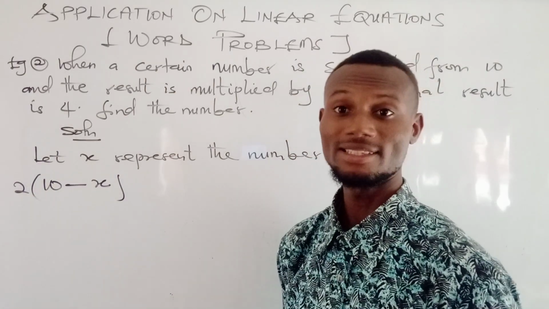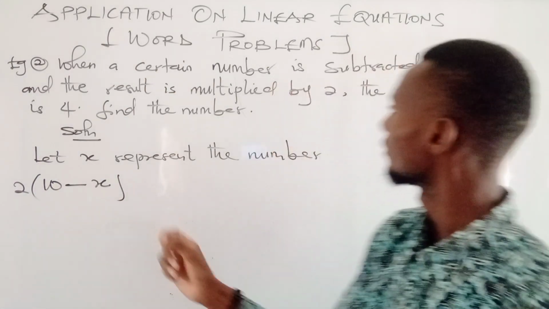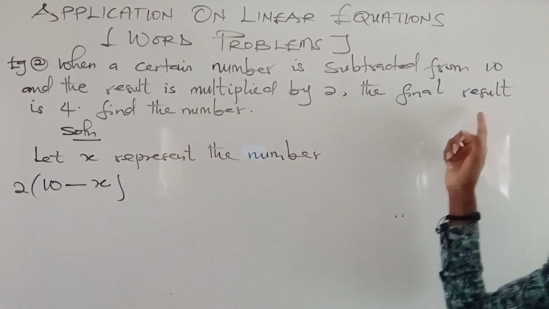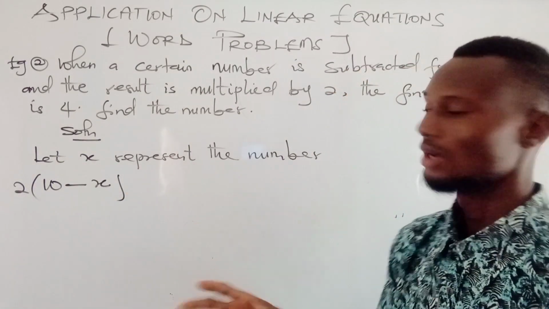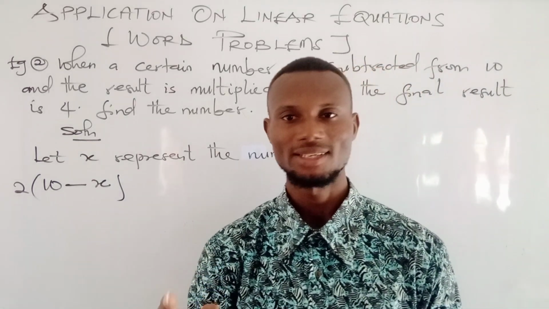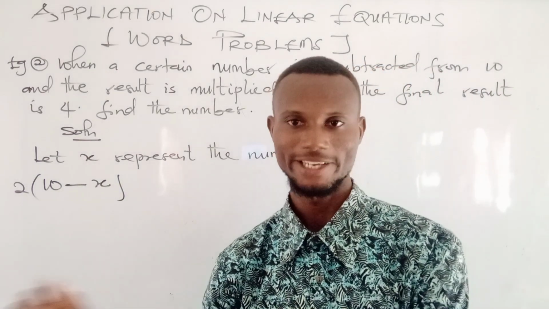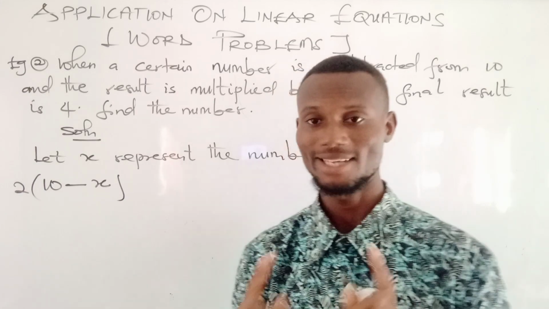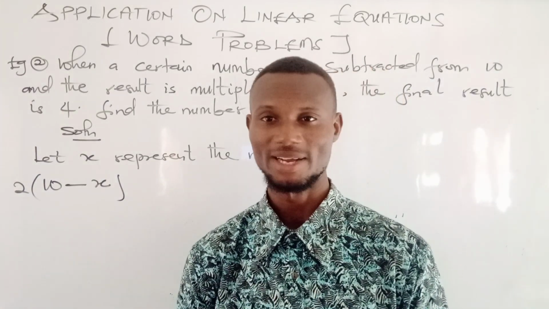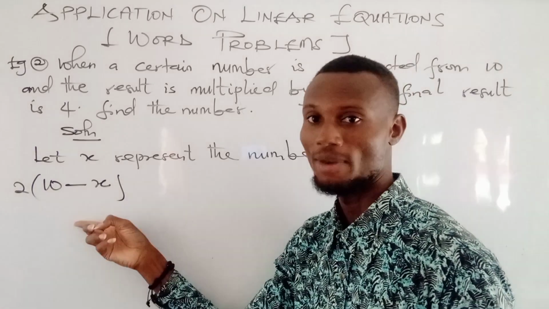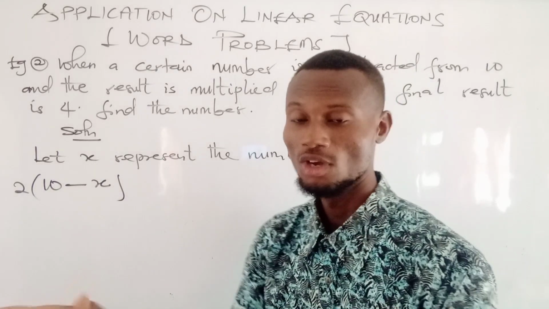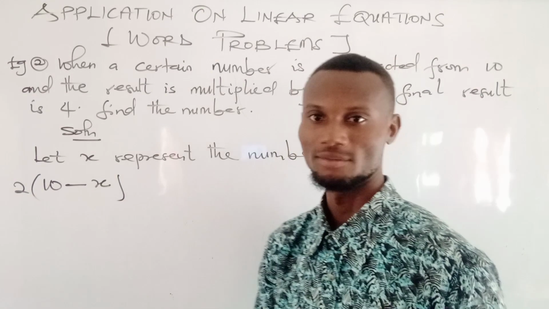Okay, now it's saying that this final result is 4. I hope you agree with me. S in mathematics means equal to, take note of that. So this final result that they are talking about, they are saying that it's 4. So it means we will equate this one to 4.